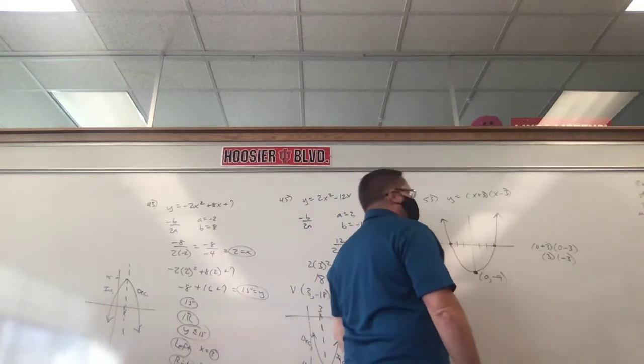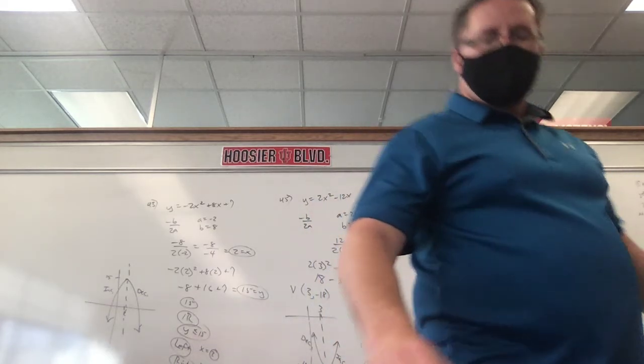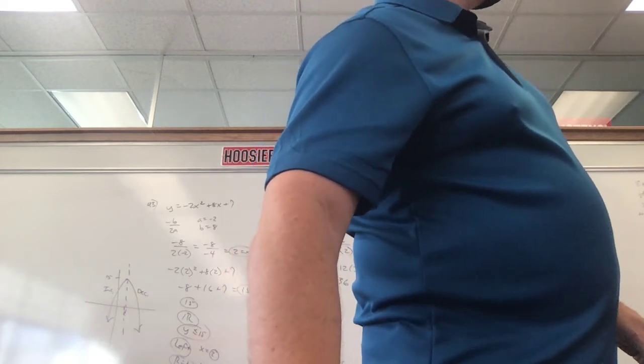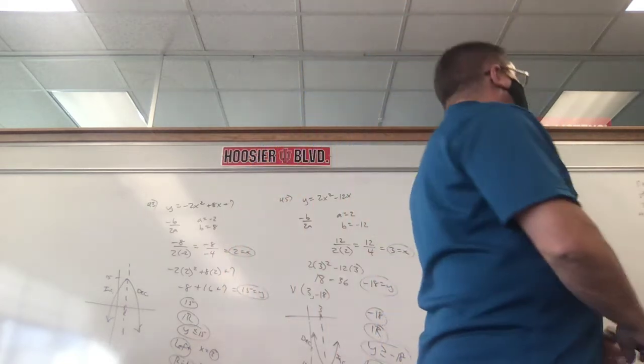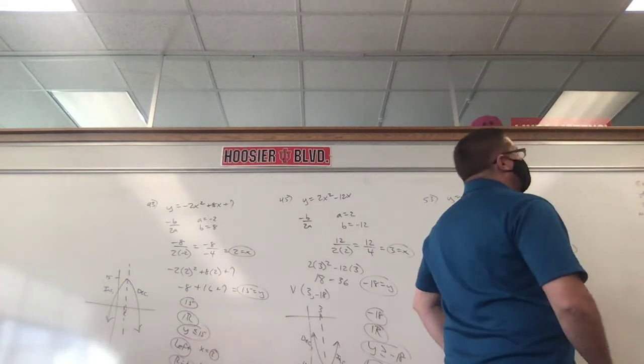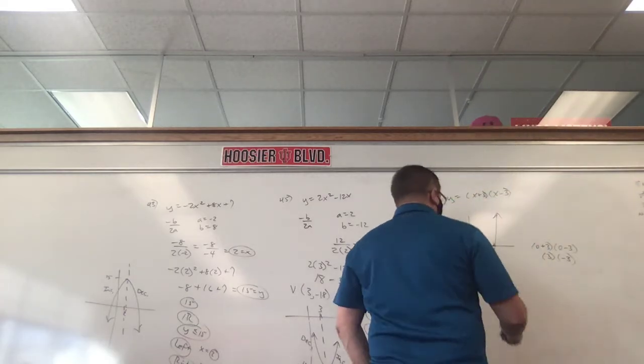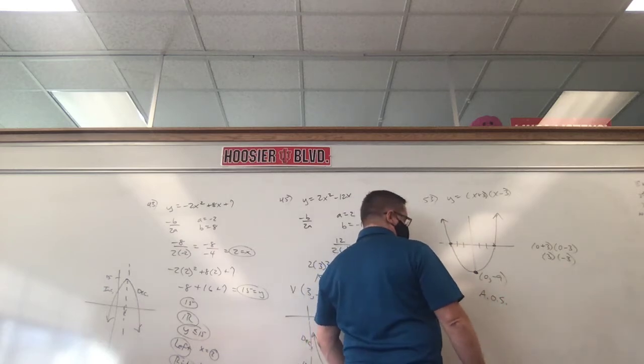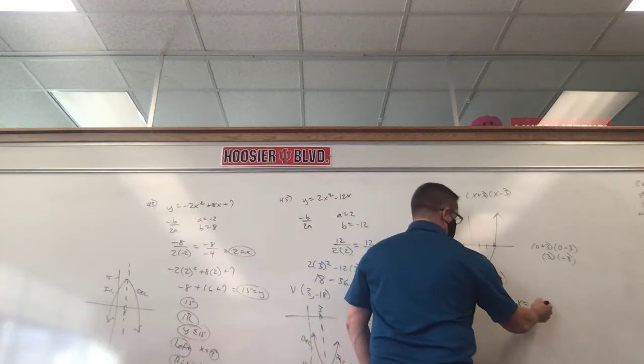The x-intercepts. How do they want you to say the x-intercepts? Oh, they just want you to say 3 and -3. Okay, so we got the x-intercepts, the vertex, and the axis of symmetry. AOS is what? x equals 0.